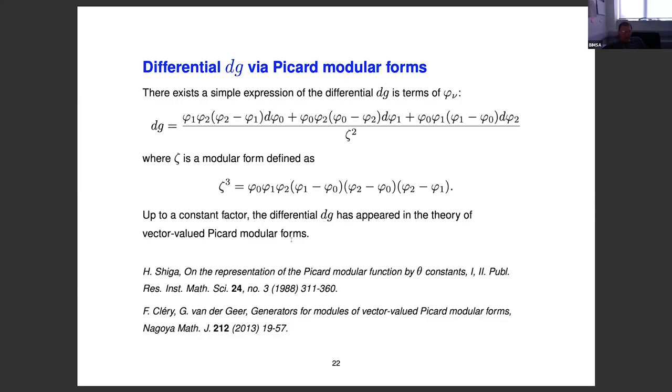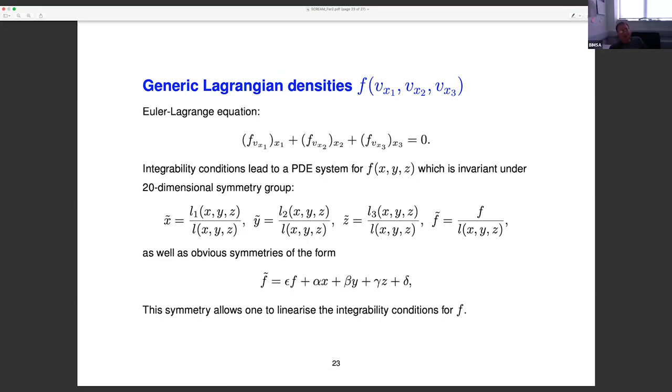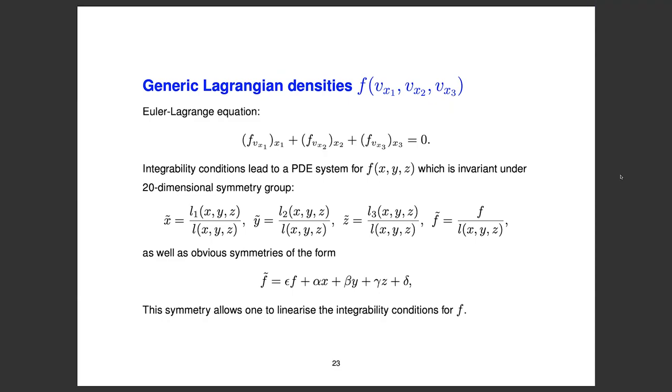And maybe, what is next? Next is the general case. But I will skip the general case because my time is up and the general case is similar. This F is also a Picard modular form of three variables and there are similar formulas for this F. I won't load you with more formulas. All right? So thank you very much.